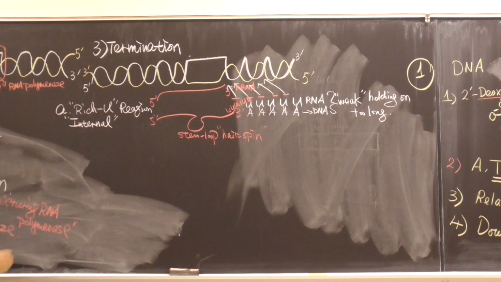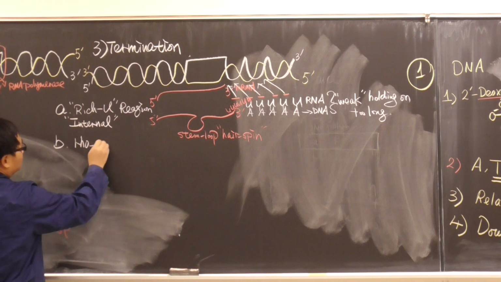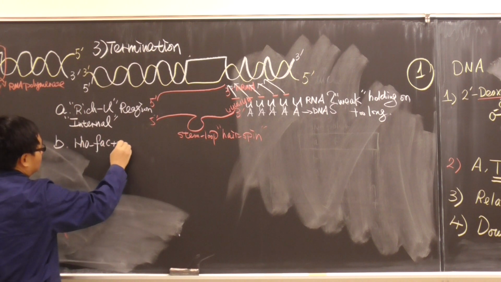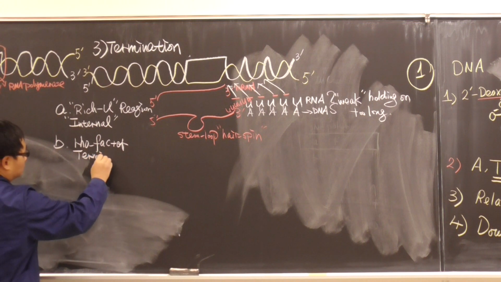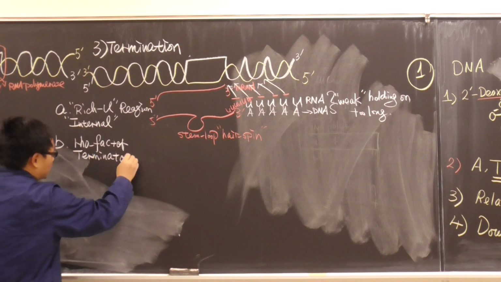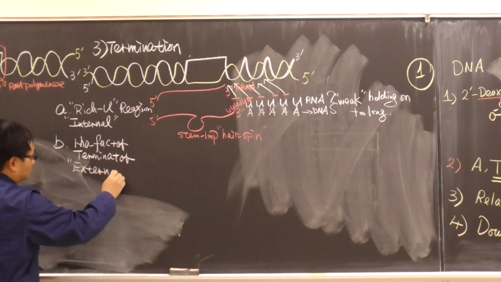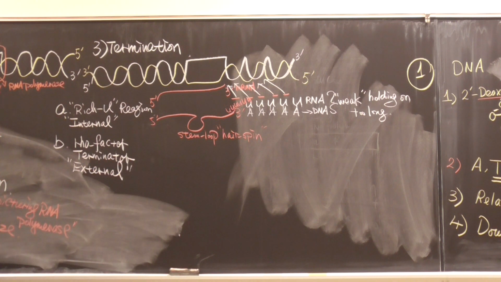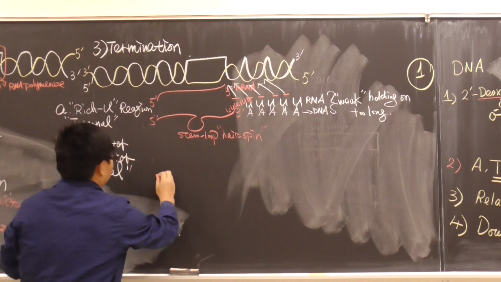So since we have internal, we're going to have external, is that right? What's going to be the second one? Rho factor initiated terminator. This is what we call external factors. Okay, what's going to happen? Instead of, I'll just draw here.